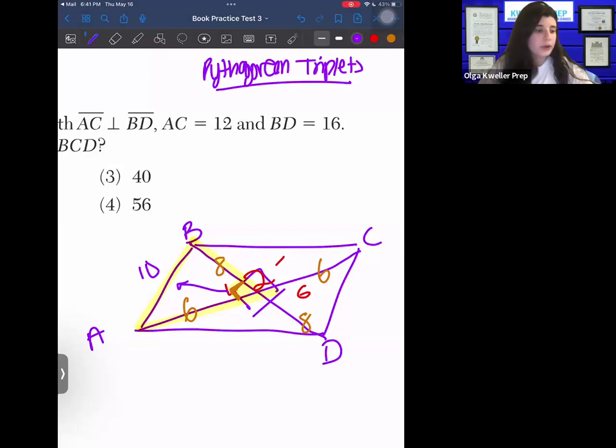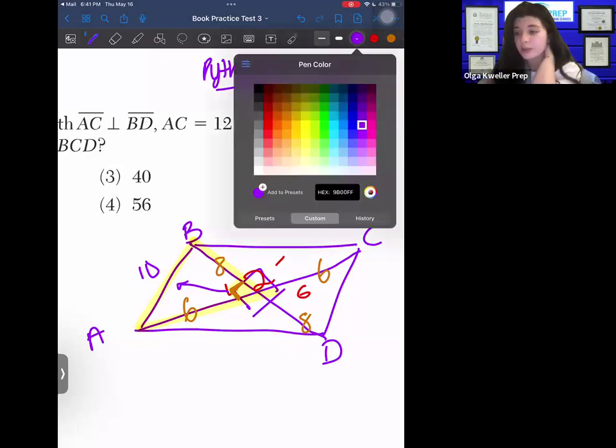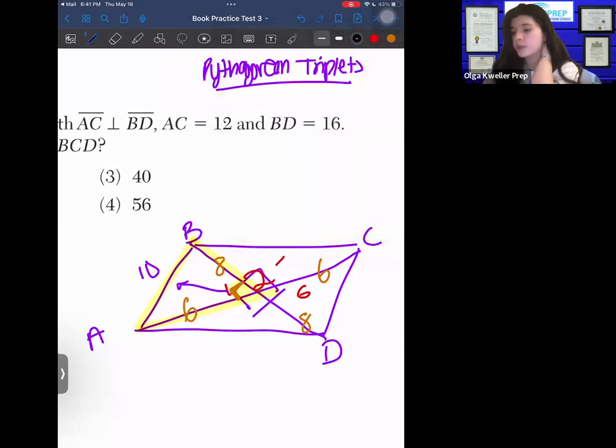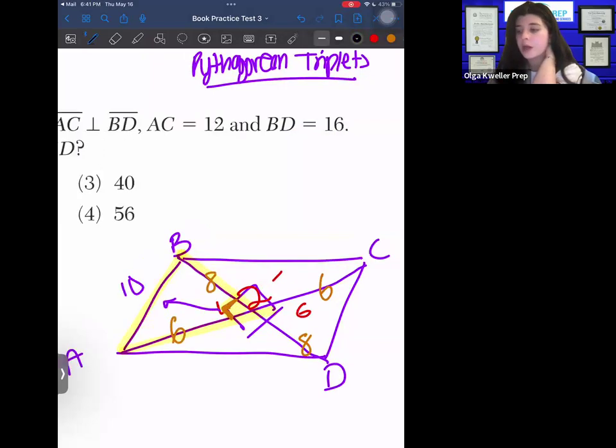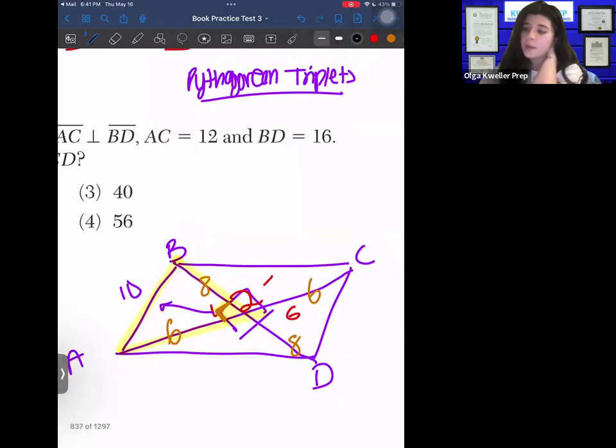Who knows the Pythagorean triplets? Again, this is extra. You don't have to know it, but I recommend it. They're basically triplets that you will memorize because they show up all the time. By memorizing them, you just don't have to do the Pythagorean theorem when you see them. There are an infinite amount of Pythagorean triplets, but I don't recommend memorizing the infinite amount. I recommend memorizing the common ones, so those are the ones that I'm going to give you.